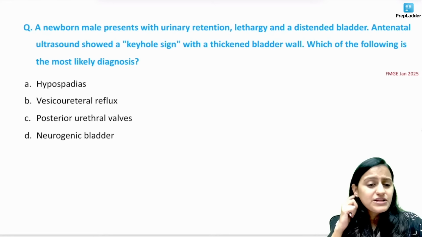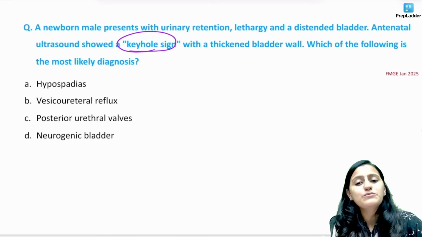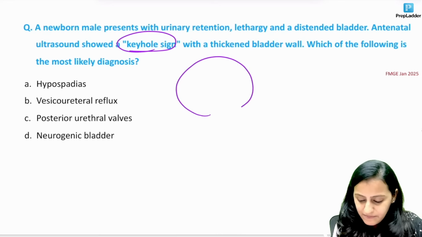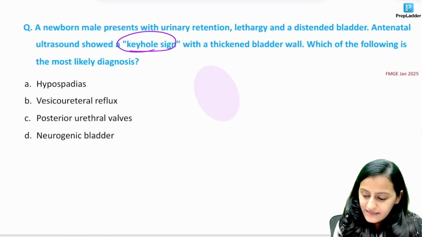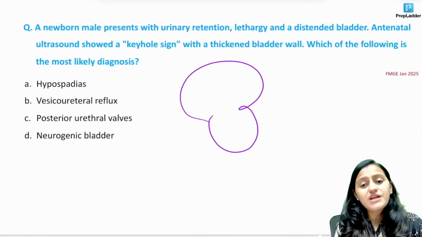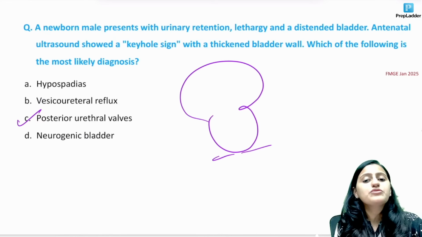Coming to the urinary tract questions, PYQs, where do you have the keyhole sign? The keyword is given there. Remember the bladder with the dilated posterior urethra. Why is that there? Bladder with dilated posterior urethra because there is a valve here. So it is seen in posterior urethral valve.